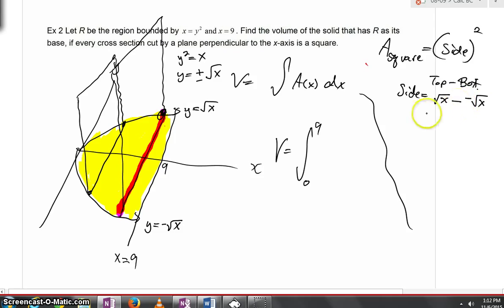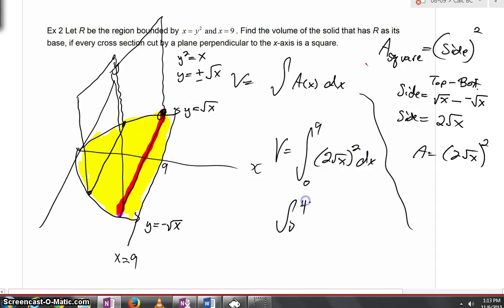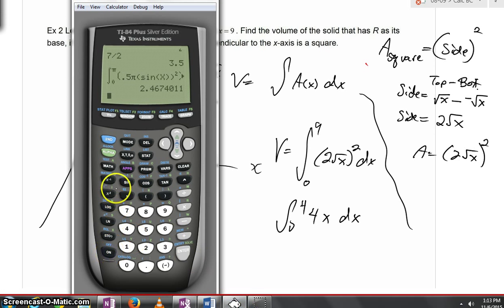What's radical x minus negative radical x? 2 radical x. Oh my goodness, that's the side. The area then would be 2 radical x whole thing squared. Wow. In other words, it would become 4x dx, and we could real quickly work that thing out.